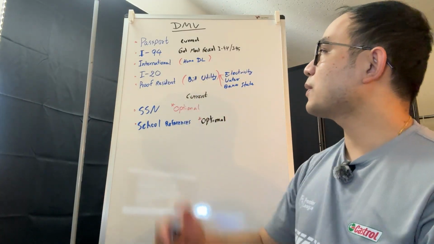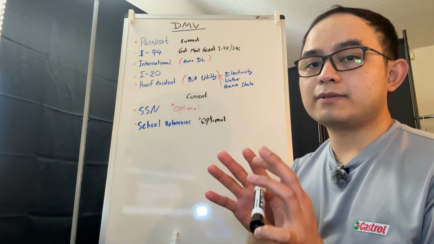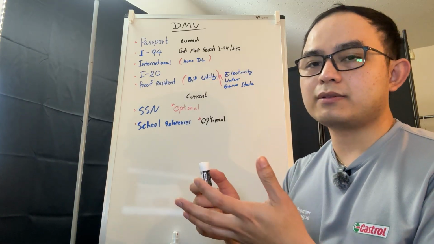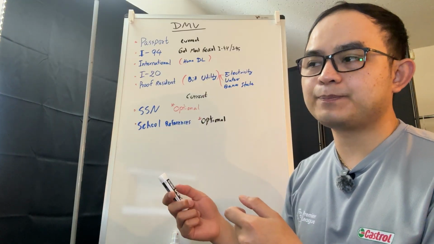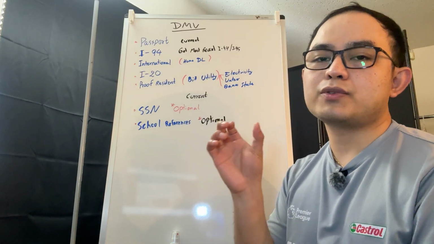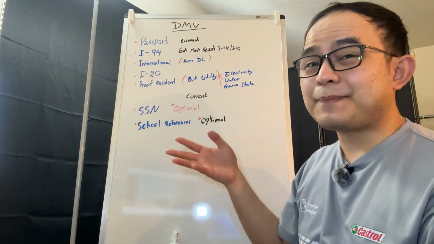Okay, next one, international driver license. If you have it, it's an option. If you have it, some DMVs might require it, but some don't. So just prepare for that. Your home country driver license might help your documents pass more easily.